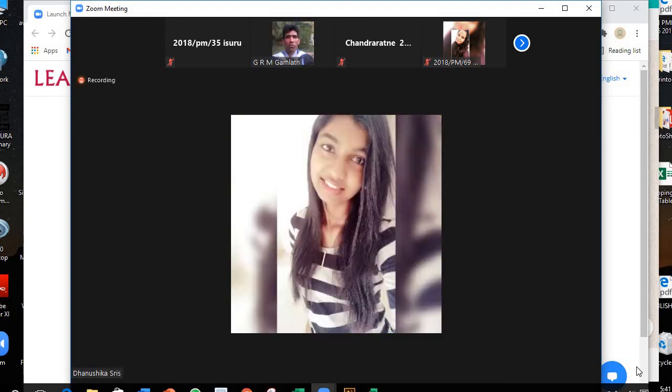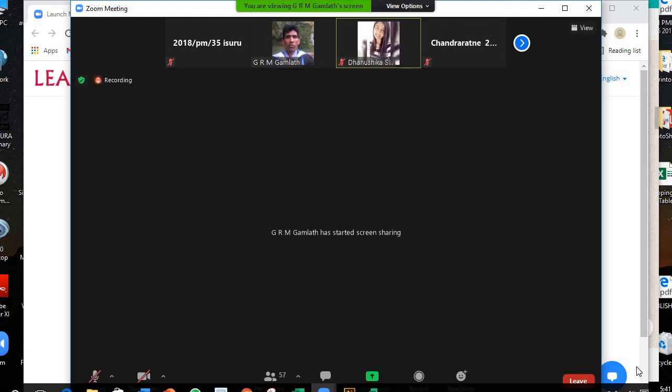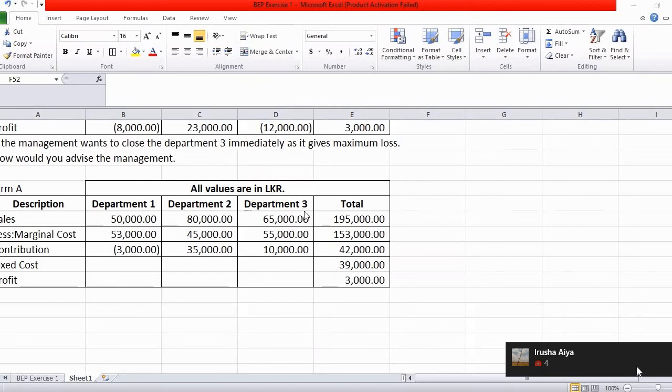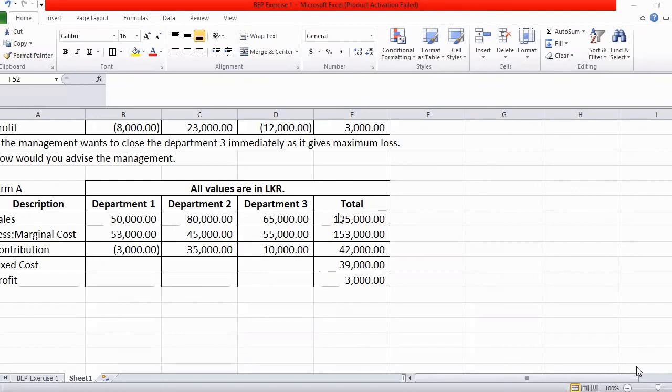Sir, can you explain it through the Excel sheet? Excel sheet, okay. In here, department 1 has a 3,000 loss, right? Department 2 has a 35,000 positive contribution. Department 3 also has a positive contribution, because the fixed cost we don't need. In total, we can get it. But the department contribution needs no fixed cost. So management wants to close department 3, no? But if we close this department, definitely the 3,000 loss is the real loss for us, right?